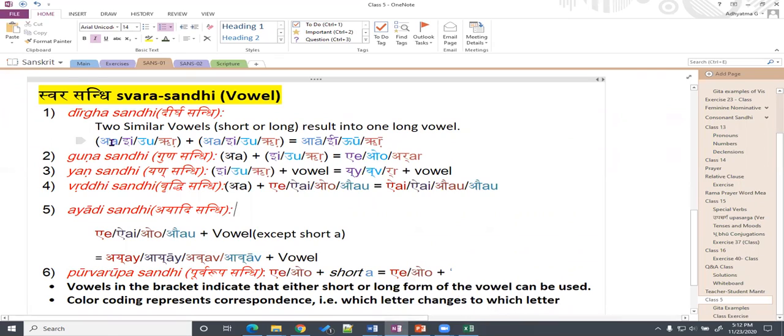Here I have represented it in this manner: akara plus akara, akara. When I put vowels in the bracket, that means it is either the short or long form of the vowel. Similarly, ikara, ukara and rukara. We'll see some examples.